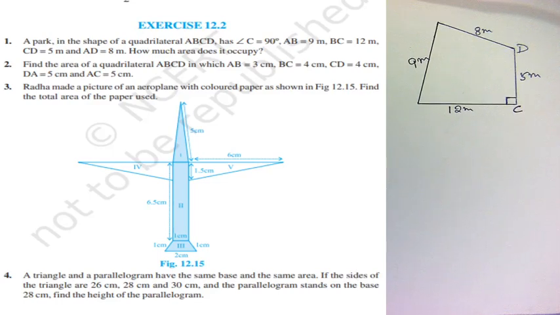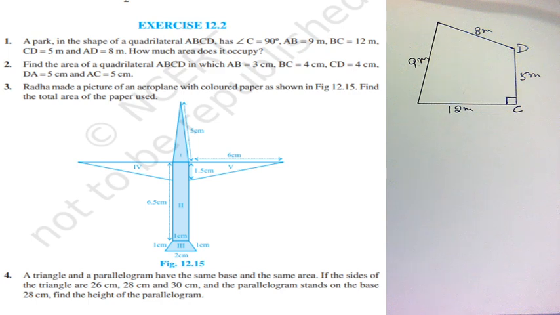Hello students, welcome back. In the previous video we had done exercise 12.1. It was made clear how to use Heron's formula in finding the area of a triangle. Now we will continue with the next exercise, that is 12.2, where again we are going to use the same Heron's formula in quadrilaterals and different shapes.